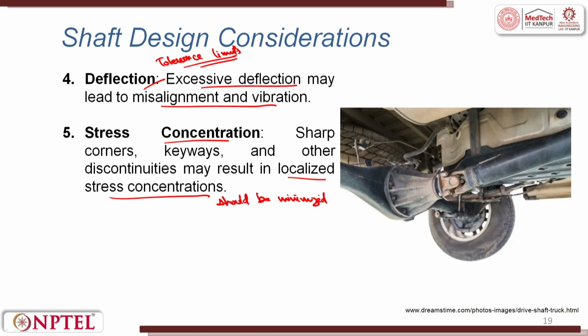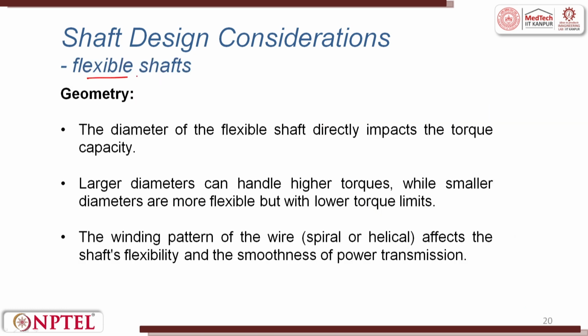Then regarding the flexible shafts, when we talk about the design considerations, flexible shaft geometry. The diameter of the flexible shaft directly impacts the torque capacity. Larger diameters can handle higher torques, while smaller diameters are more flexible but with lower torque limits. Then the winding pattern of the wire, that is, it could be spiral or helical. This affects the shaft's flexibility and the smoothness of power transmission. That is, what is the geometry, whether it is wide, whether it is thin, that is smaller in diameter, whether it is spiral or whether it is helical.